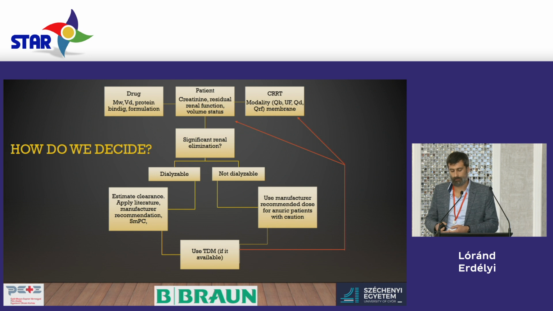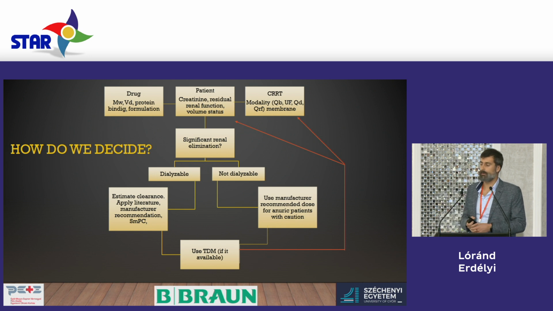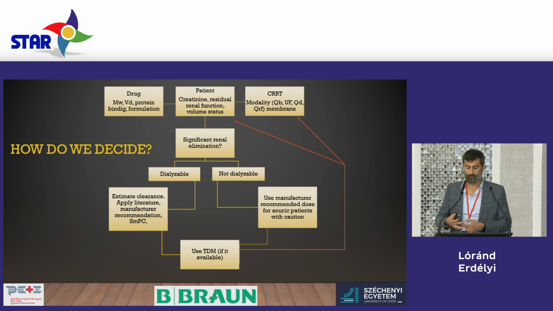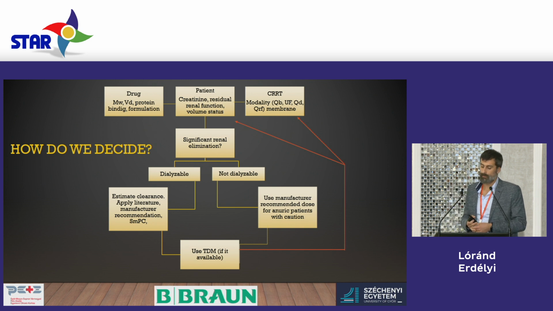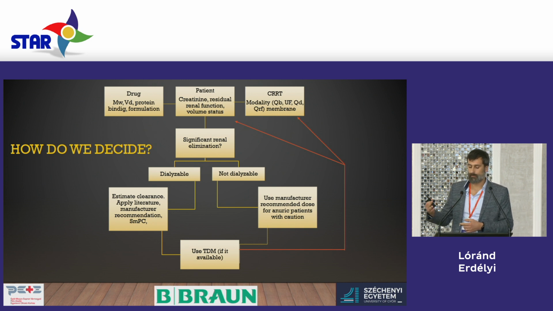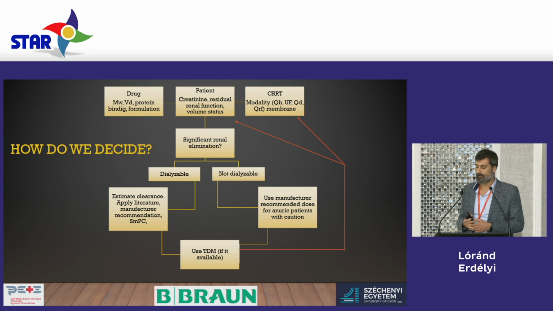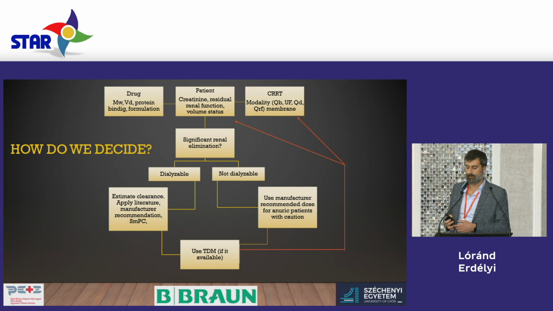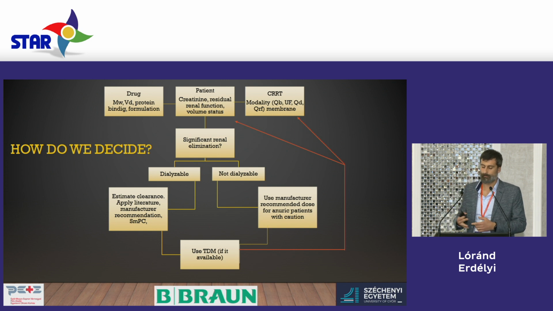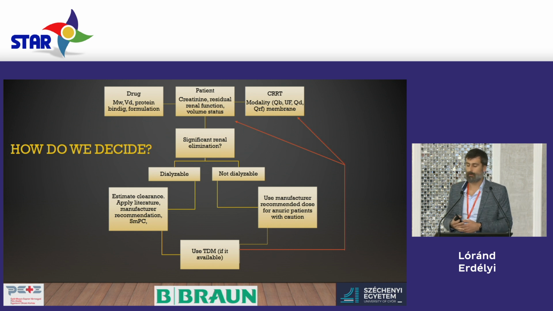Before and during any CRRT treatment, clinicians should consider factors that may affect the treatment. Decisions should be supported by the literature. Let me show you a simple flow chart to help with this decision. The first step is to examine the patient's relevant parameters, the physicochemical properties of the drugs, and the CRRT settings.